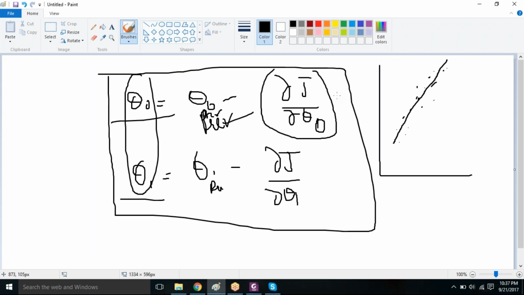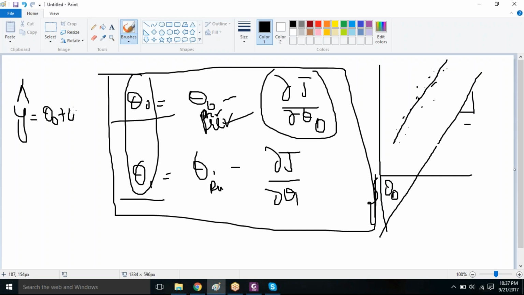It is our predicted and actual values. No. Theta naught and theta 1, I start by taking a random theta naught and theta 1. Theta naught tells me the intercept of this line, and theta 1 tells me the slope. The actual and predicted values are different things. The predicted value is with this particular theta naught and theta 1, and the actual we have in historical data.